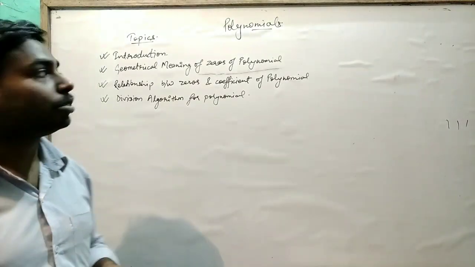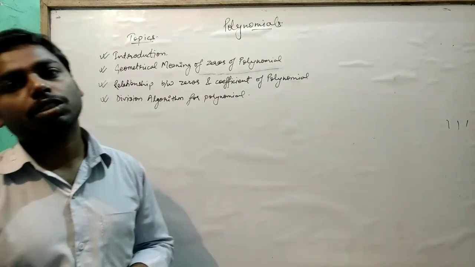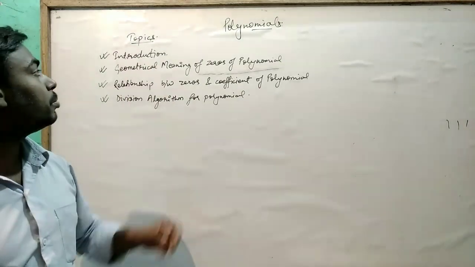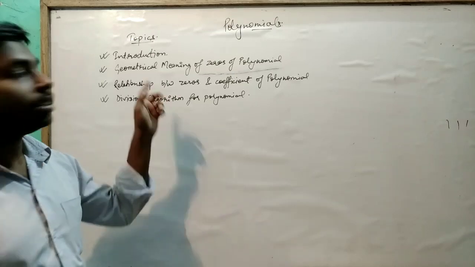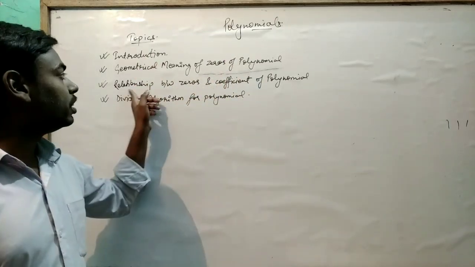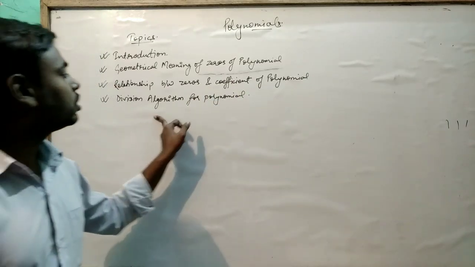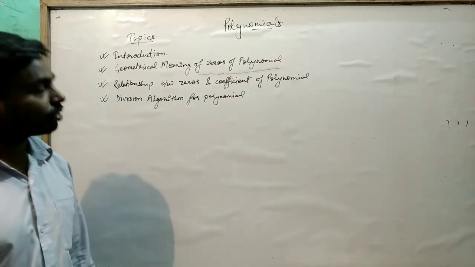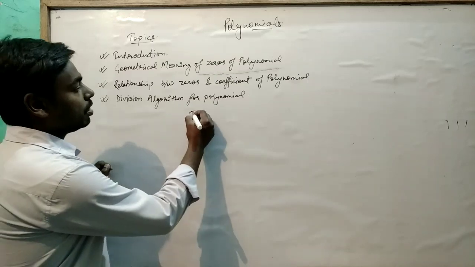Hello students, today we are going to learn about polynomials, chapter 2 of class 10. In this chapter the topics covered will be: introduction, geometrical meaning of zeros of a polynomial, relationship between zeros and coefficients of a polynomial, and last is the division algorithm for polynomials. Okay, we learn introduction.